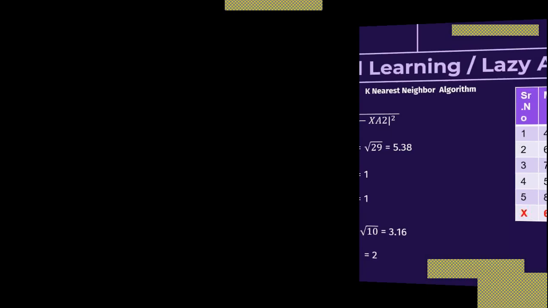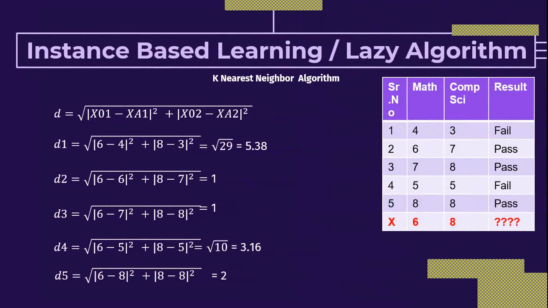So these are the distances of the roll numbers, or you can say the serial numbers: D1, D2, D3, D4 and D5. Out of that, the D2, that is the roll number 2 distance, is 1, roll number 3's distance is 1, and roll number 5's distance is 2. As we are considering the value of K equal to 3, you have to select the 3 nearest neighbors. So I select D2, D3 and D5.